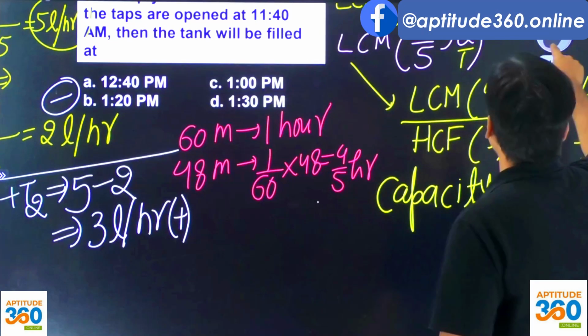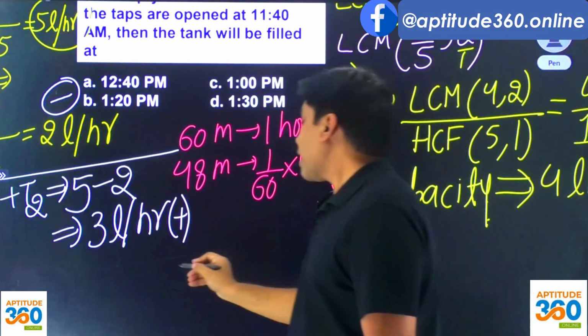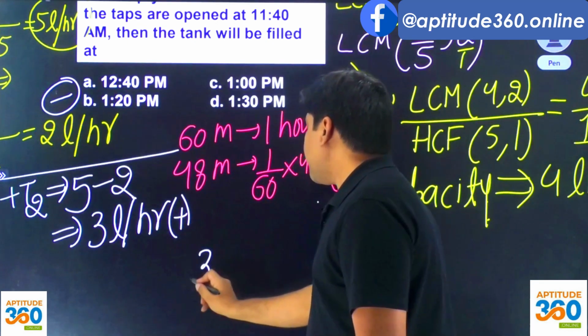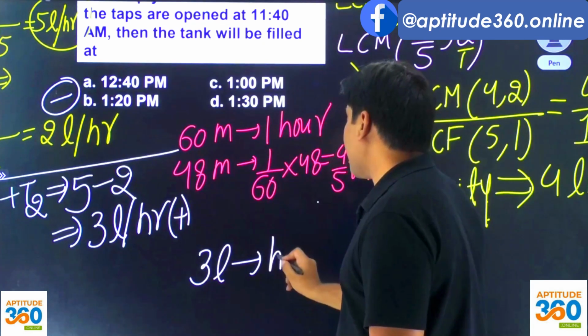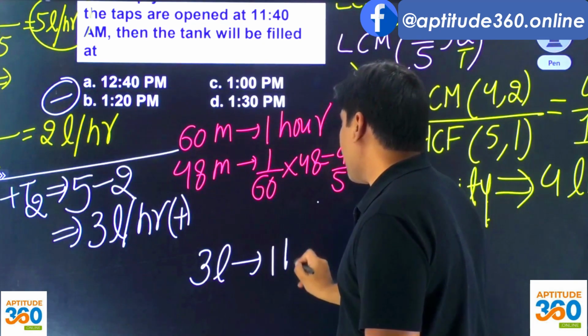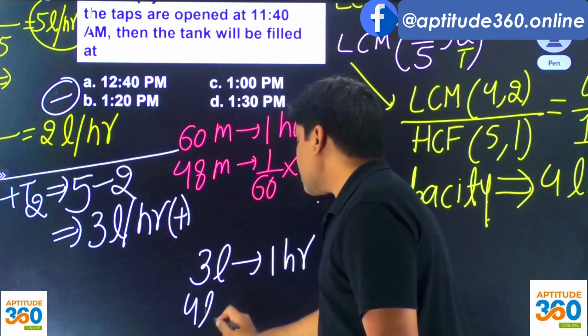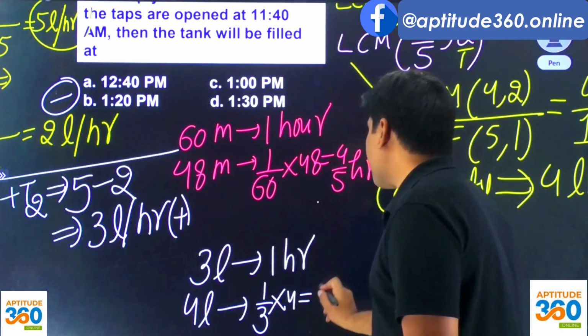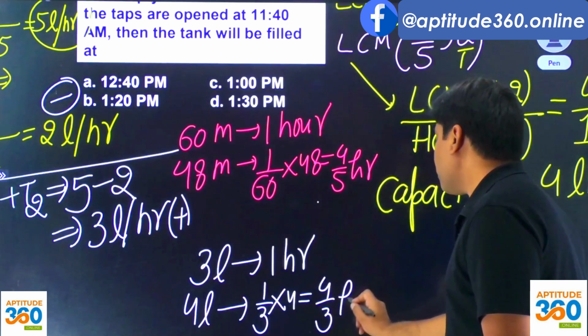So what is that we should do now? अगर 4 लीटर इज द कैपेसिटी और आपने भरा 3 लीटर 1 आवर में, so 4 liters is going to be filled in how many hours? 1 by 3 into 4, that is coming out as 4 by 3 hours.